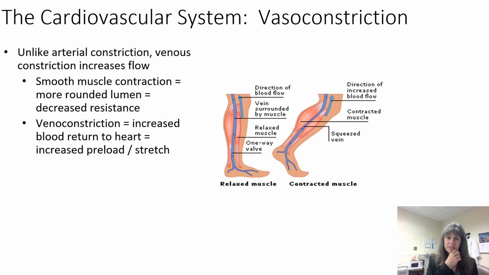So unlike arterial constriction, when we have venous constriction, that's going to increase blood flow, and again that's going to happen because of smooth muscles around veins, and that venoconstriction, as more blood goes back to the heart, is going to increase preload or stretch if we have more than normal blood volumes going back to the right atrium.